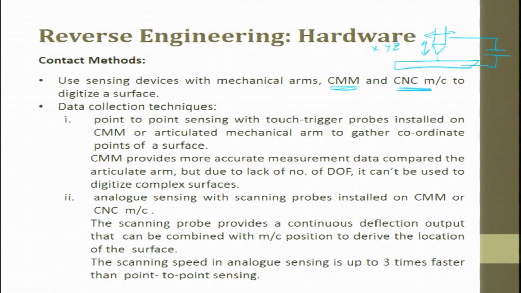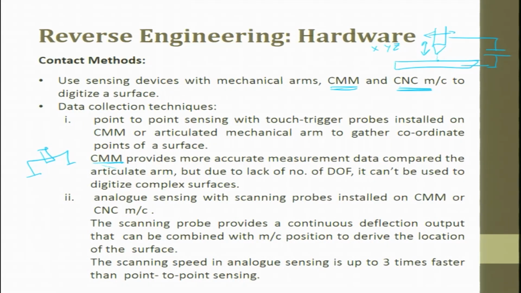Point-to-point sensing uses a touch trigger probe installed on a CMM or an articulated mechanical arm, that is, a portable arm, to gather coordinate points of a surface. The CMM provides more accurate measured data compared to the articulated arm, because a CMM always has a frame, and the frame is standard. With the articulated arm, the reference plane is a challenge, and due to the lack of degrees of freedom, it cannot be used for digitizing complex surfaces, unlike a CMM.